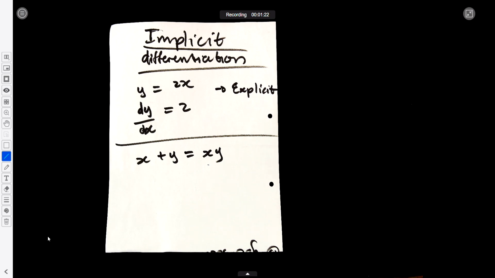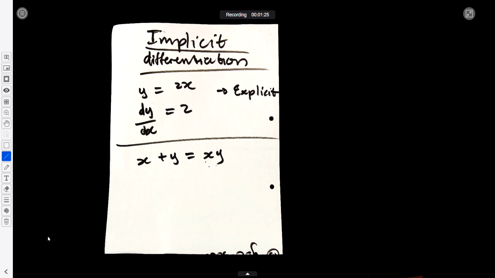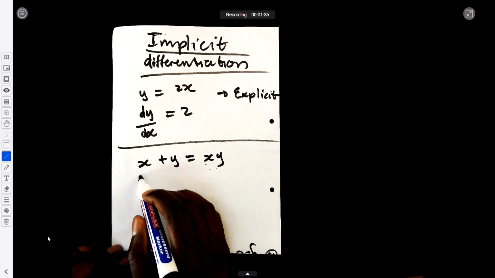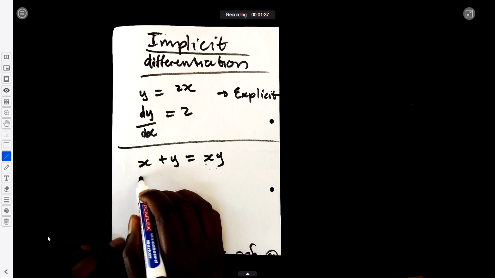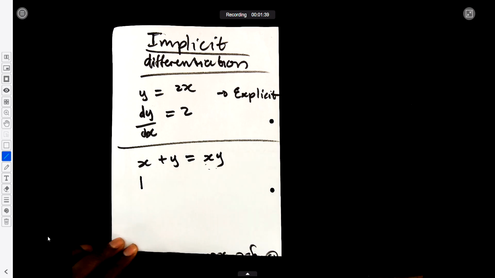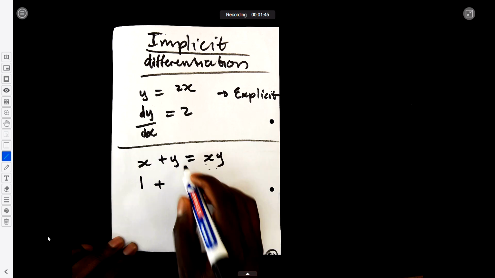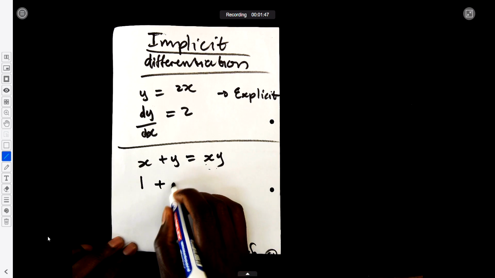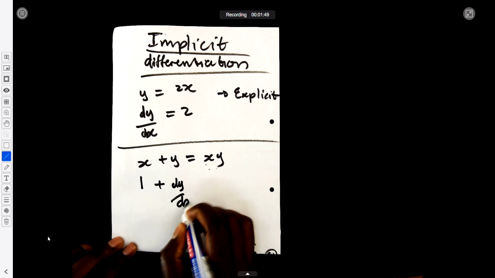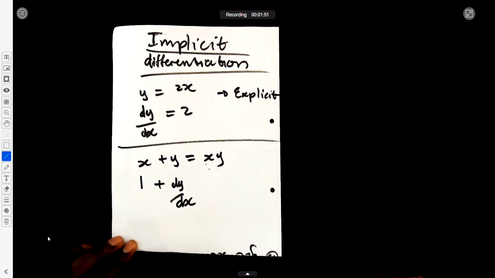In one case, if you have a product of two functions, you'll apply the product rule, but we differentiate y implicitly so that we know that the differentiation of y is dy over dx. So the derivative of x here will be equal to 1. You differentiate x in terms of x and differentiate y in terms of x. So the derivative of y, we said, is dy over dx.